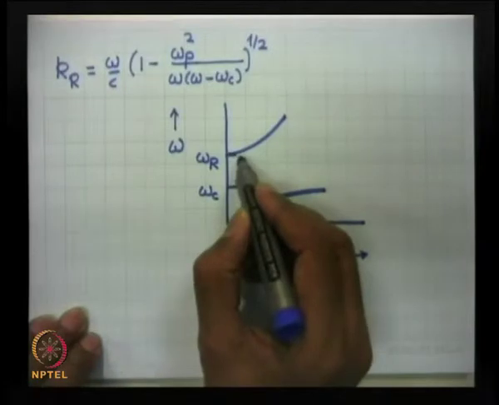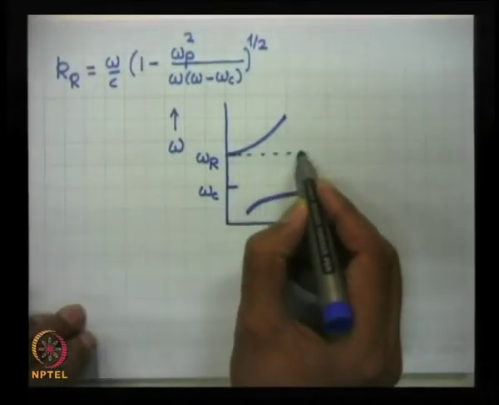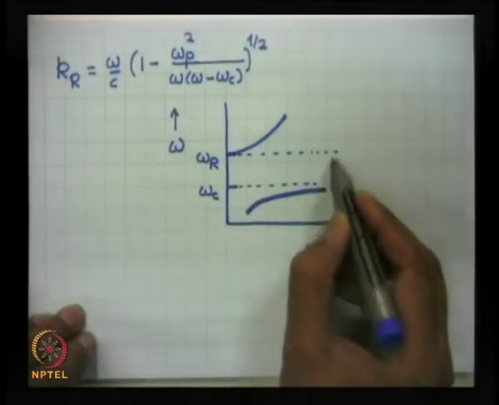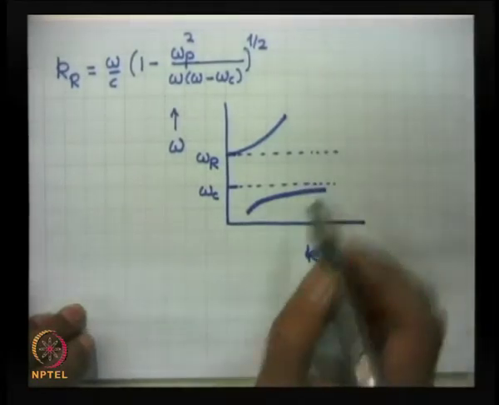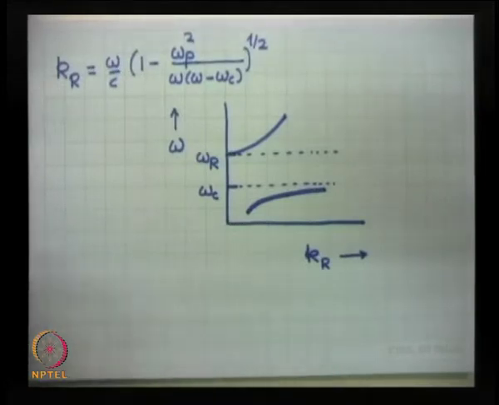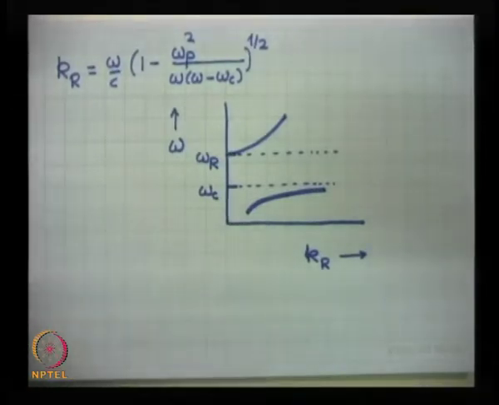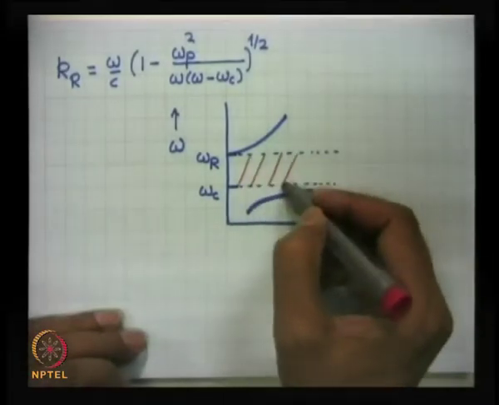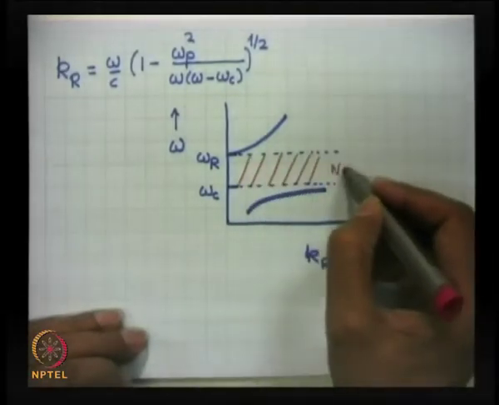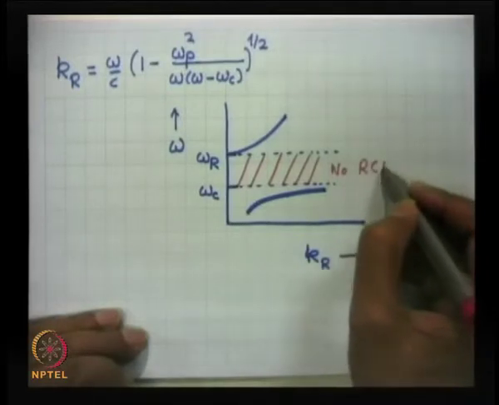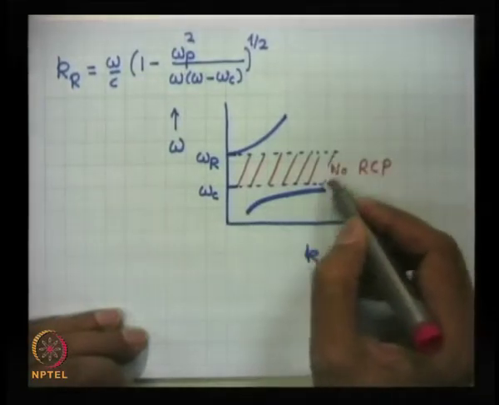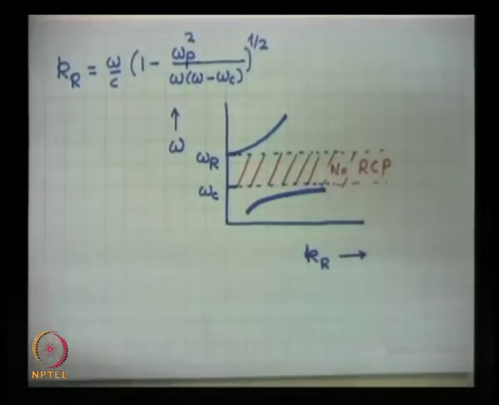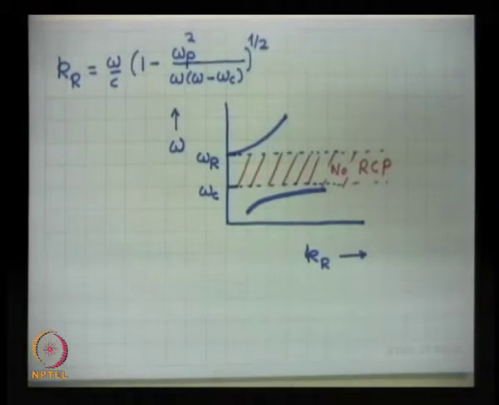So, there is a gap here between these two frequencies, the electron cyclotron frequency and the right handed cutoff, that there is no propagation. This is the forbidden frequency band. There is no right circularly polarized wave propagating in this frequency band. It is an important consequence.